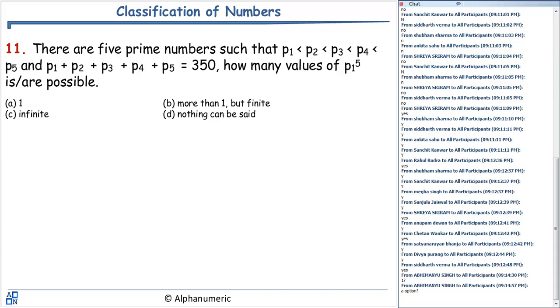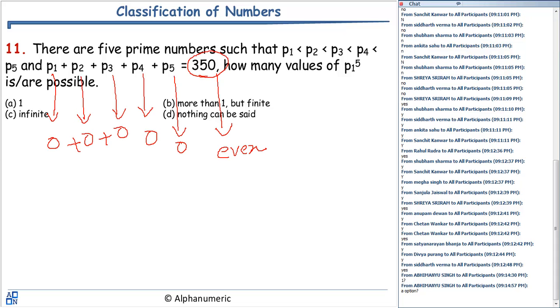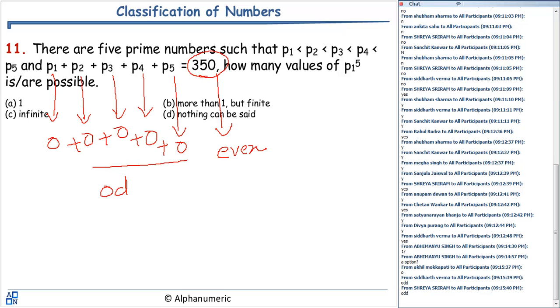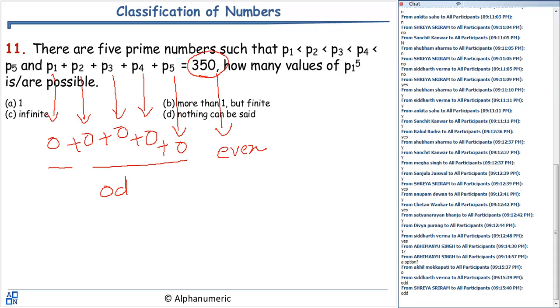Okay, that's right. Now remember, the sum of these 5 prime numbers, P1 plus P2 plus P3 plus P4 plus P5, is 350. This 350 is an even number. And we know that except 2, all the prime numbers are odd. Now, if P1, P2, P3, P4 and P5 are all odd numbers, what is the sum of the 5 odd numbers? The sum of the 5 odd numbers will come out to be odd. We have discussed that. But we need the final result to be even.